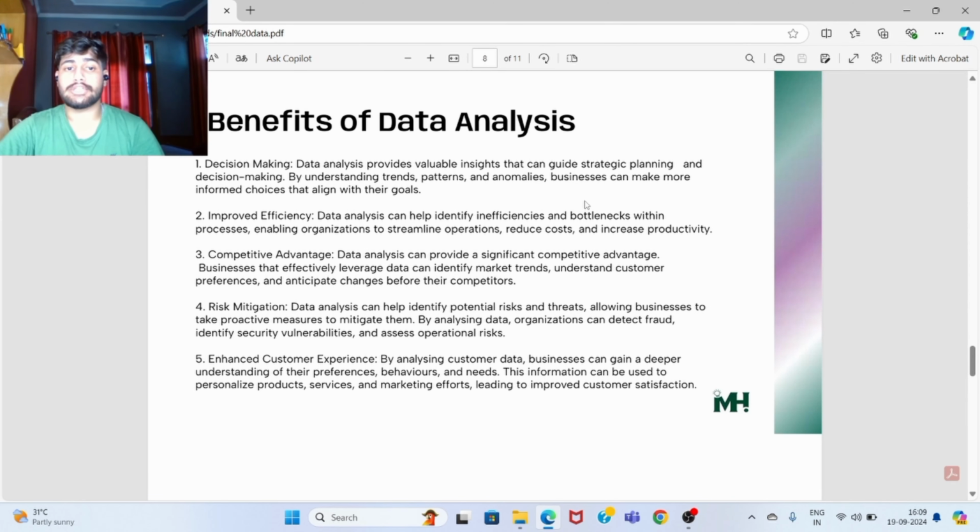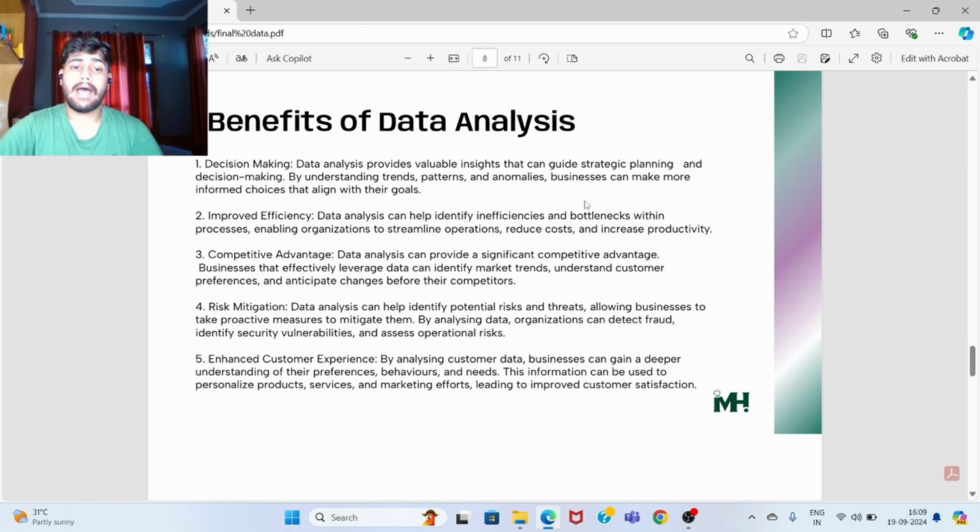Next, we have risk mitigation. Data analysis can help in identifying potential risks and threats, allowing businesses to take proactive measures to mitigate them. By analyzing data, organizations can detect fraud, identify security issues, and assess operational risks.